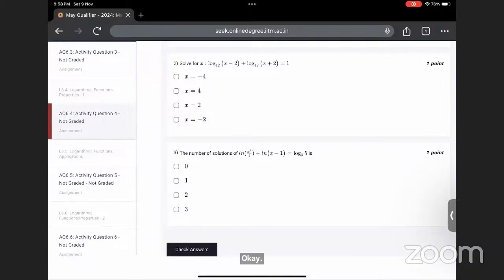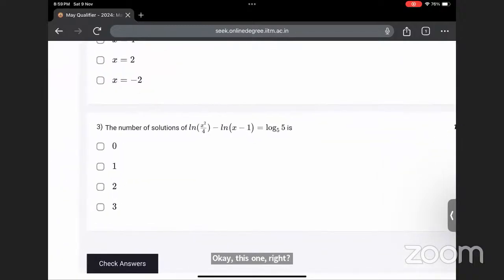Ma'am, can I talk? Yeah, sure. Ma'am, in the fourth question, I'm getting only one solution. If we solve the whole equation, we'll be receiving a quadratic equation. Which one? Third question, sorry. Okay, third question, that means this one, right? Yes, ma'am. The same.